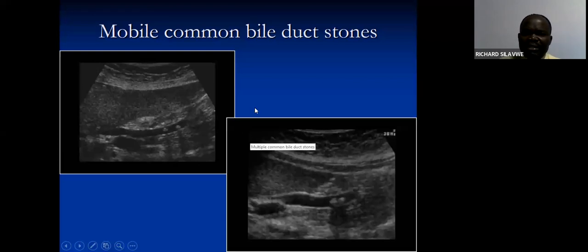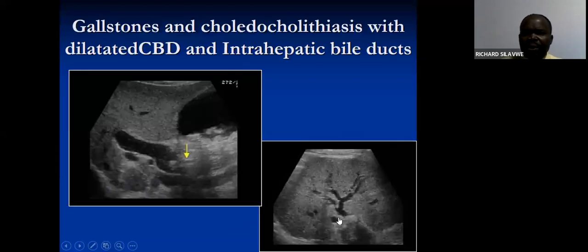All these are just images. We can see some mobile duct stones here. You can see these small ones here, but they have some shadows there. You can see these ones. Okay, these are also images: gallstones and choledocholithiasis with dilated common bile duct and intrahepatic duct. You can see the stones all over here.